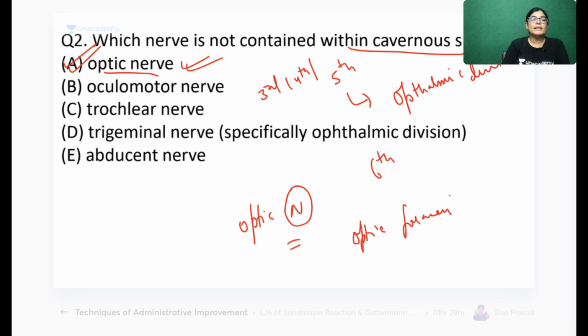Okay, so yes, the optic nerve passes through the optic foramen along with the ophthalmic artery. Along with the ophthalmic artery, so A is the wrong option. It is not a content, all others are the content.